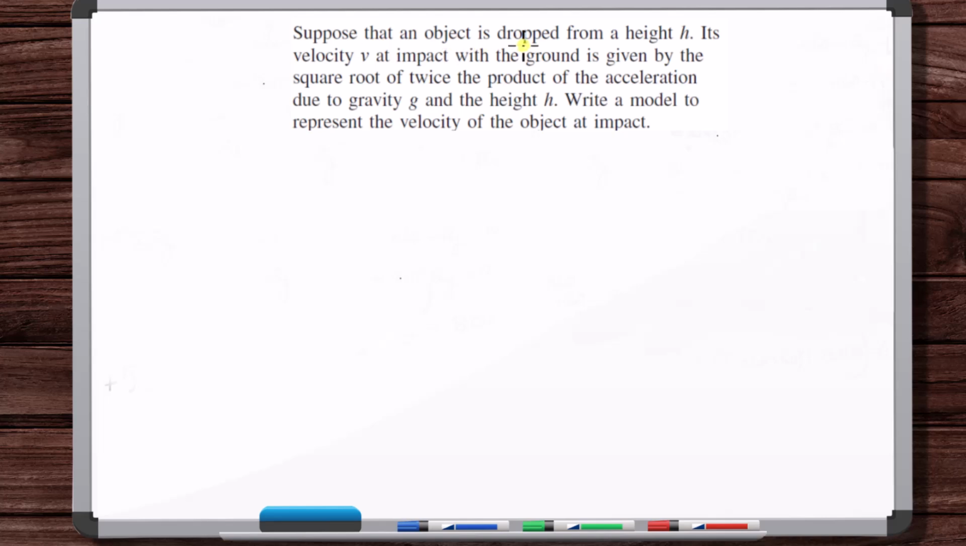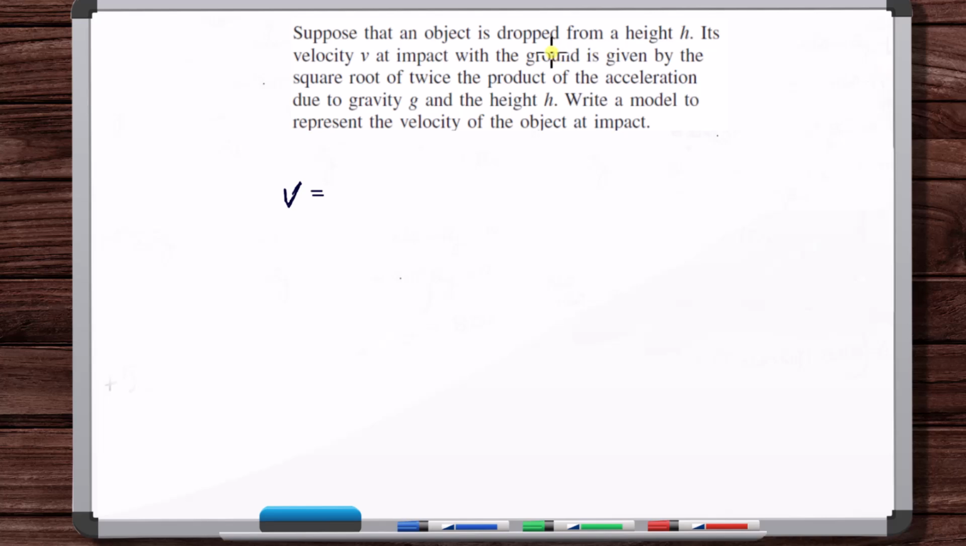Okay, suppose that an object is dropped from a height h. Its velocity at impact with the ground is given by the square root of twice the product of the acceleration due to gravity, g, and the height h. Write a model to represent the velocity of the object at impact. So it wants us to write a model that represents what? The velocity of the object at impact. So we're looking for the velocity of the object at impact. That's what our model is about. So V is equal to what?